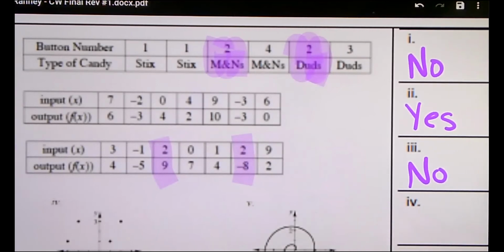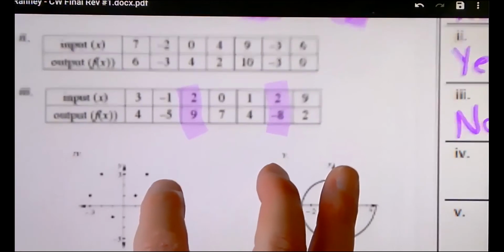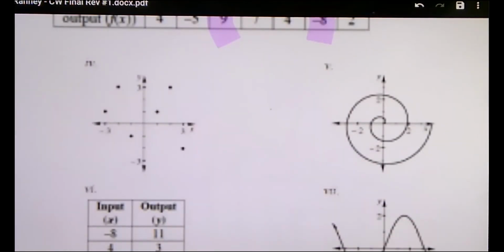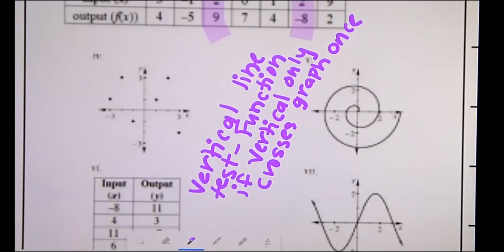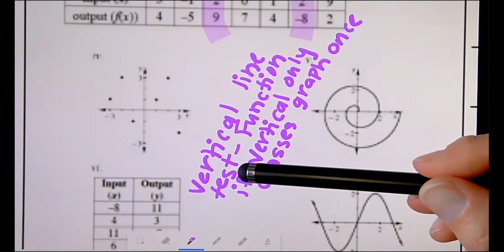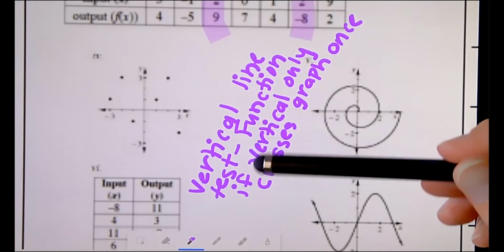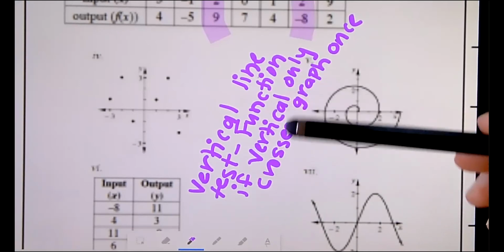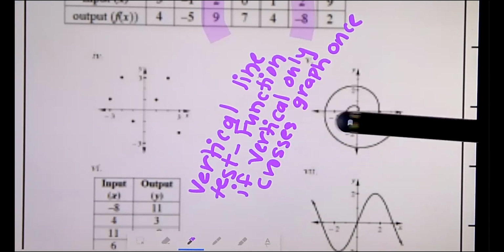Okay, now we're going to be looking at graphs. When you're looking at graphs, you still have that idea that each X goes to one Y, but when it's on a graph, the way you're going to think about it is using what we call the vertical line test. So I'm just going to jot that word down. So I wrote here, vertical line test, that's what we use, okay? And it's a function if the vertical line only crosses the graph once.